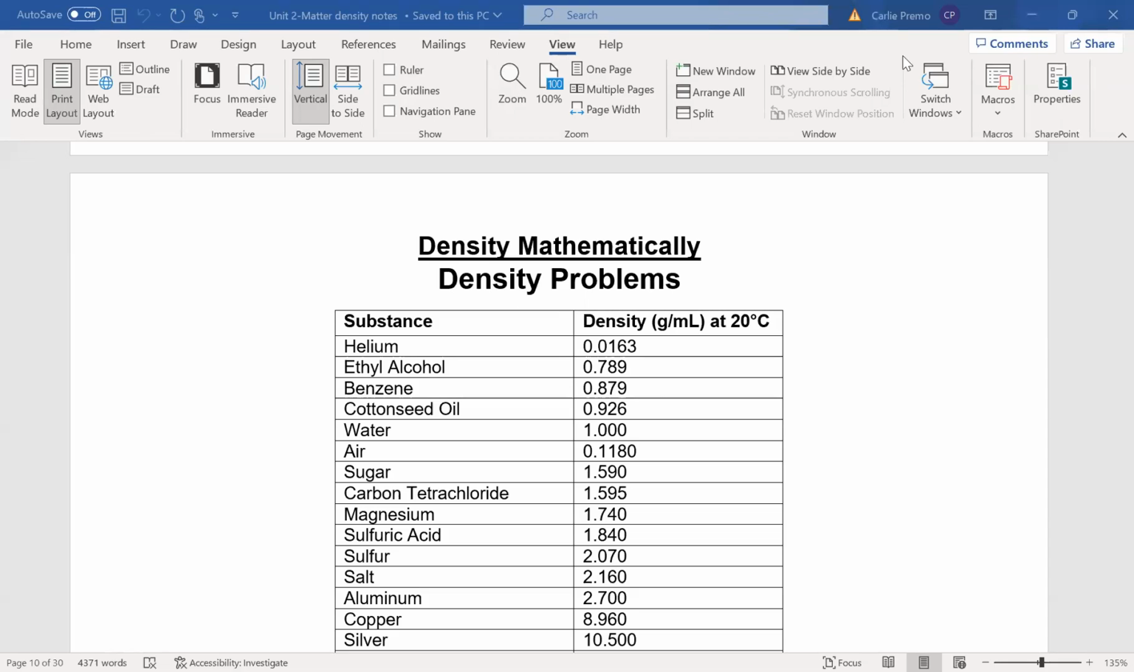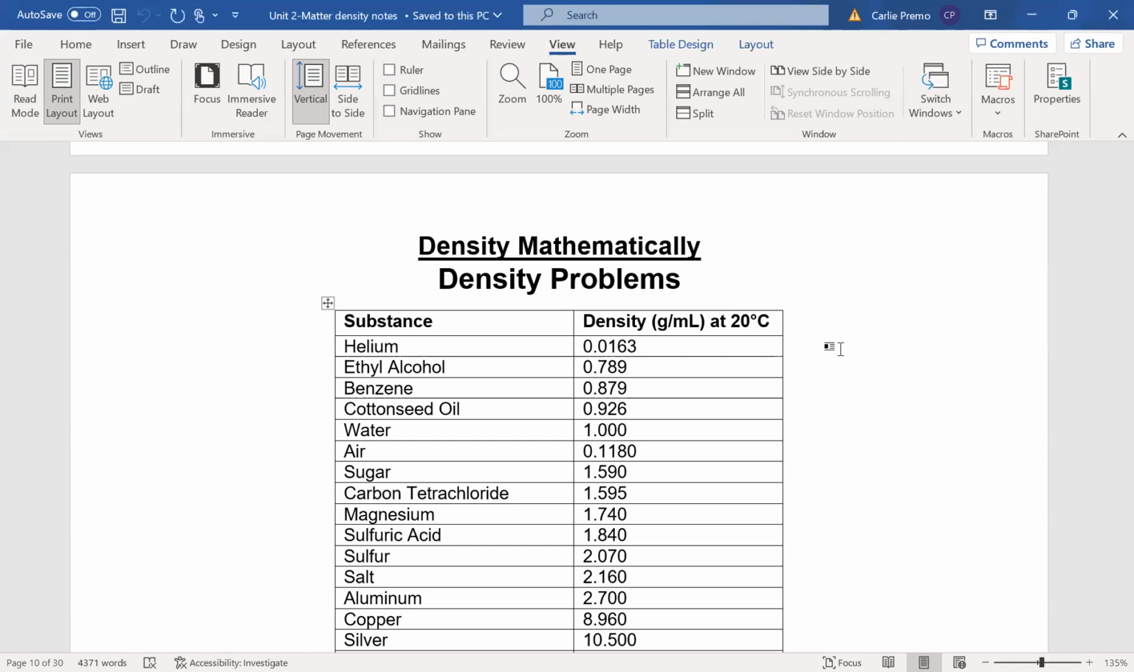These notes are going to start on page 10 in our Unit 2 packet. So we're going to go over a few examples of calculating density mathematically. First, notice that there's a chart here with various substances with the density in grams per milliliter, specifically at 20 degrees. In our notes, it did mention that temperature can affect the density of a substance.